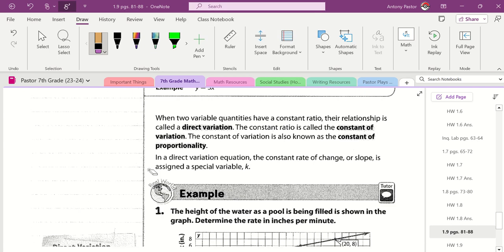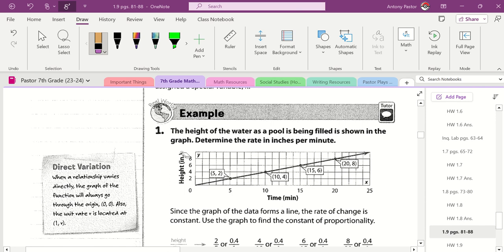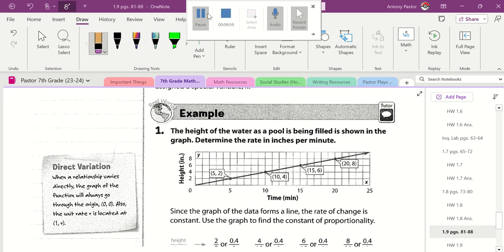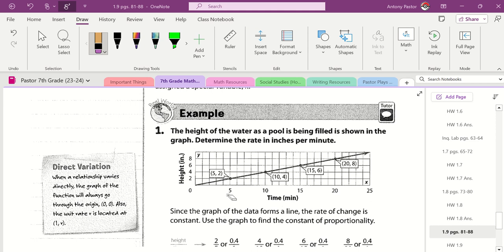All right, continuing on. When two variable quantities have a constant ratio, we went over this. Okay, so an example here would be: the height of water as a pool is being filled is shown in the graph. Determine the rate in inches per minute. So here's time, and here's 1. Can't really tell, but we can use 5 and 10 to solve this. So we're going to use the points to solve what our slope is. So again, it is y2 minus y1 over x2 minus x1.